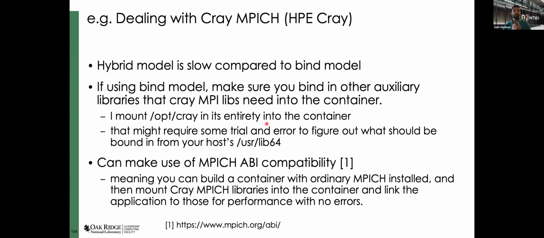And the great thing about Cray MPICH is that it can make use of the MPICH ABI compatibility, which means that different variants of MPICH have all agreed to maintain ABI compatibility between them. So if you build an application against plain old MPICH, you can use that application with Cray MPICH or with Intel MPI, and you can reasonably expect them to work even though they are two separate libraries.